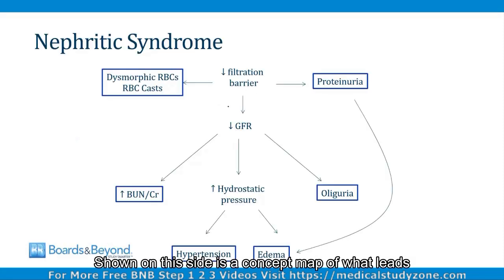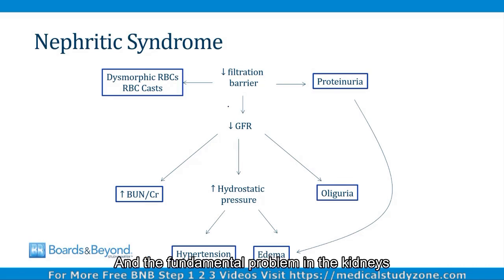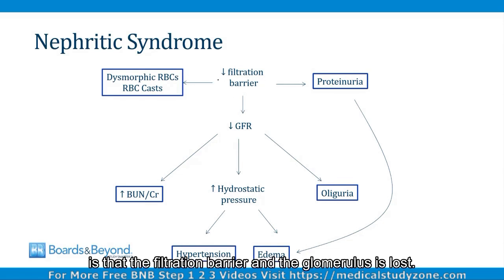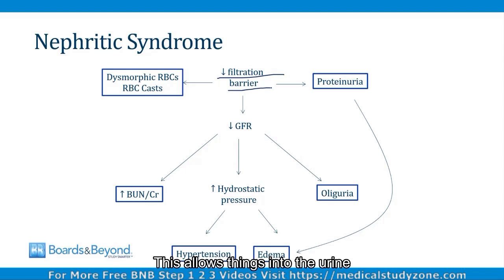Shown on this slide is a concept map of what leads to the signs and symptoms of the nephritic syndrome. The fundamental problem in the kidneys in patients with the nephritic syndrome is that the filtration barrier in the glomerulus is lost. This allows things into the urine that shouldn't normally be there, things like red blood cells and protein. And this is different from the nephrotic syndrome. In the nephrotic syndrome, only protein is allowed into the urine, not cells. But in nephritic syndrome, cells and protein both spill into the urine.